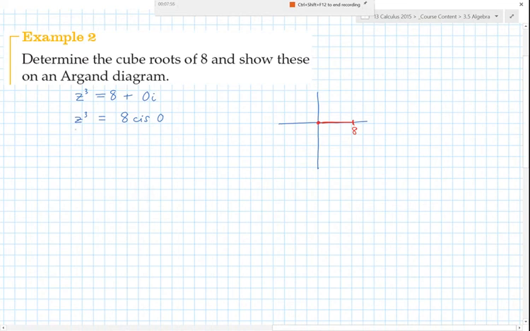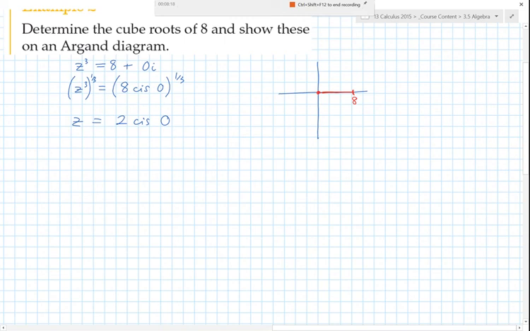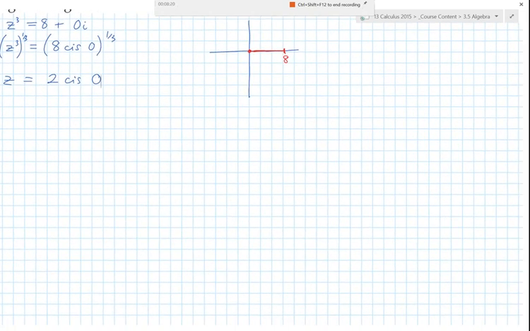So in order to solve this, we're going to have to take the third root of both sides, and so we're going to have to take the cube root of 8, which is 2, and we're going to have to multiply the argument by a third as well. So 0 times anything is 0, so it's still 0. And so that's our first solution. So we'll write that on our Argand diagram.